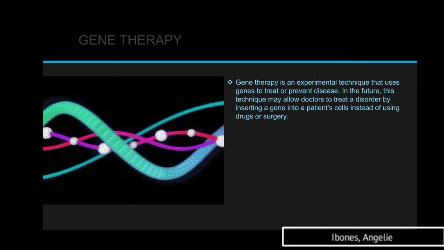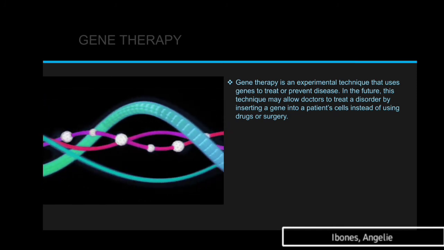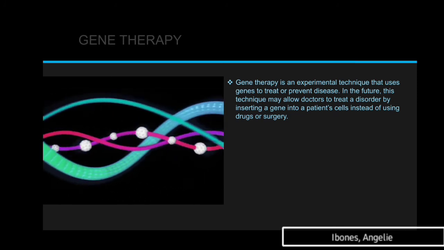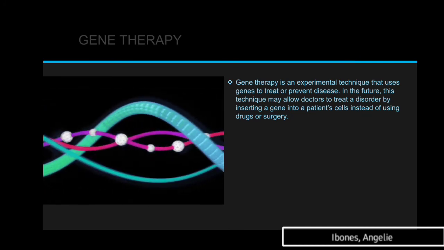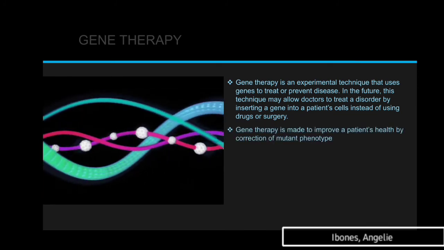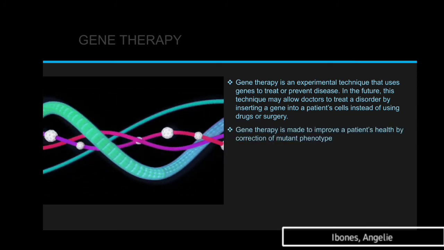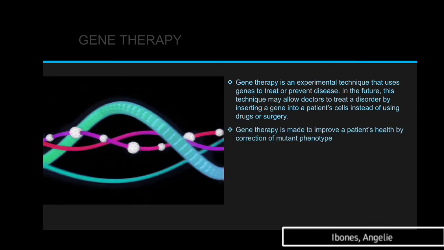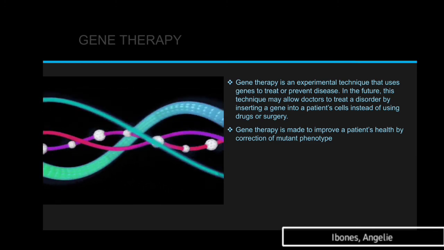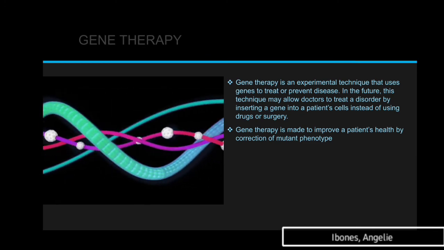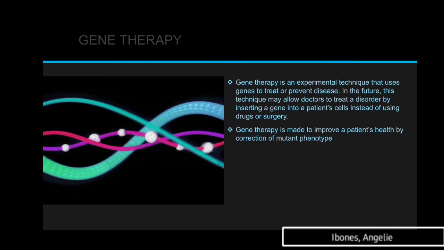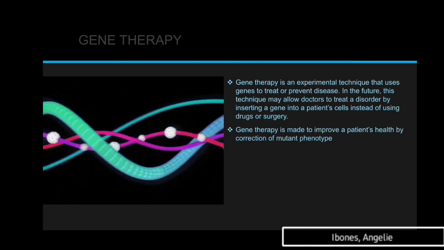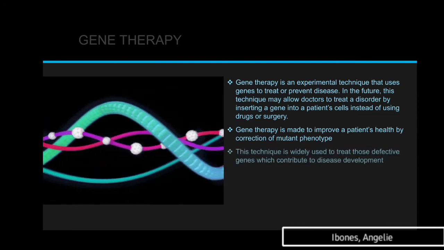Meaning to say, patients don't need to take medications to cure their disease. It aims to treat the cause rather than the symptoms of the disease. Gene therapy is made to improve a patient's health by correction of mutant phenotype. A mutant phenotype is a gene that is rare and usually harmful. In contrast to a wild-type gene, it is not necessarily generated recently.